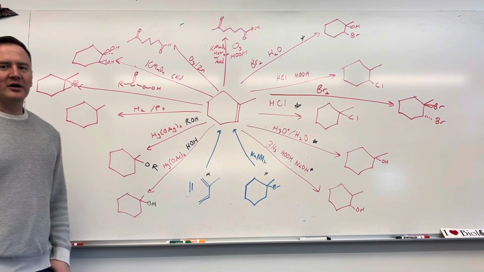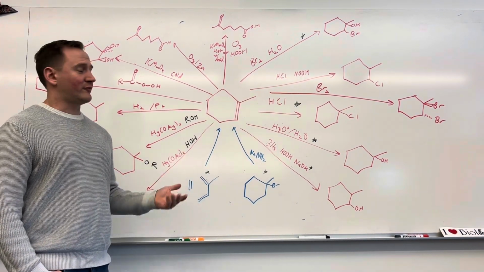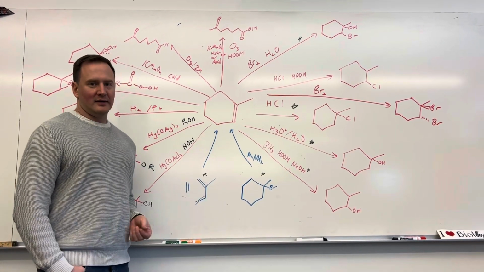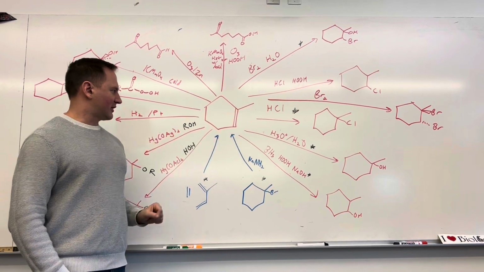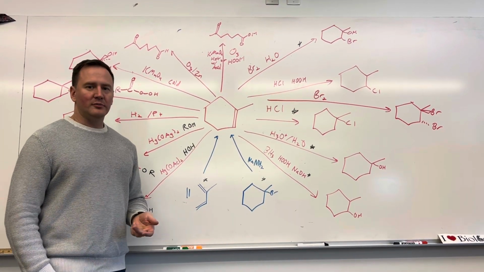In this video, we're going to talk about reactions that we can do with alkenes. But first, let's take a look at how we can make an alkene. So this is methylcyclohexene, or 1-methylcyclohexene, and there are two ways that we learned to make an alkene.